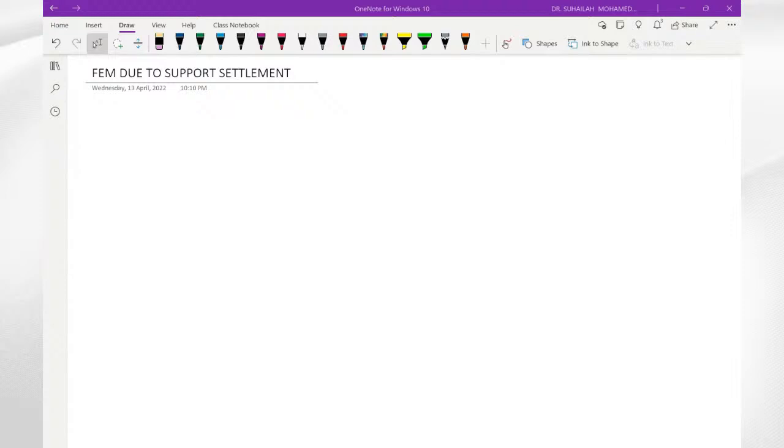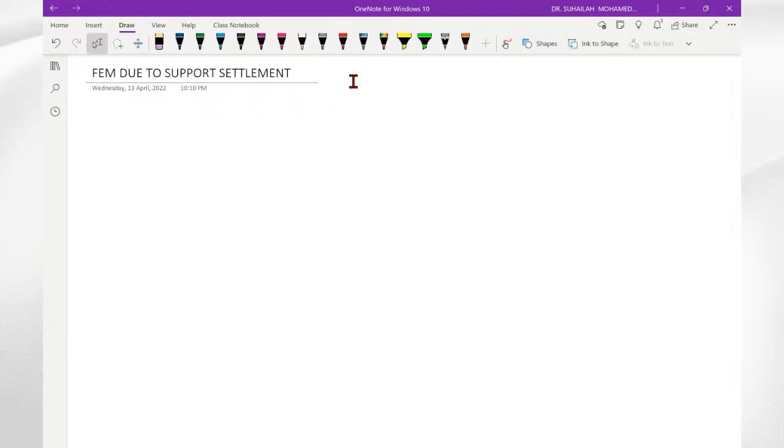So, under moment distribution method, we will actually apply this in two parts. Okay, number one, we will apply this in beam with support settlement. And number two, we will apply this in frame with side sway analysis. So yang ni just nak explain concept, because macam mana kita nak apply fixed end moment ni.